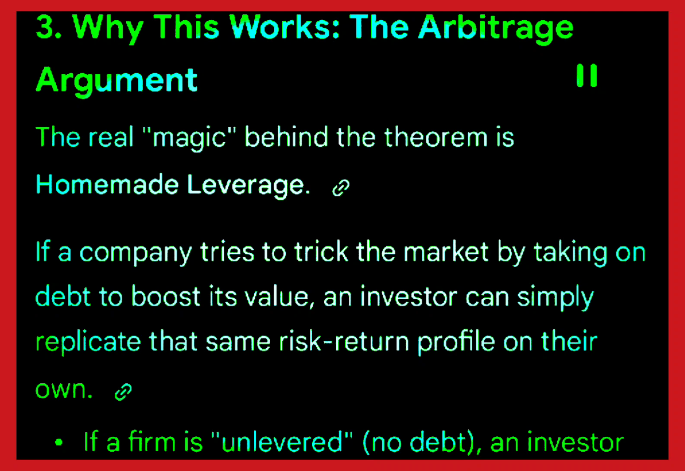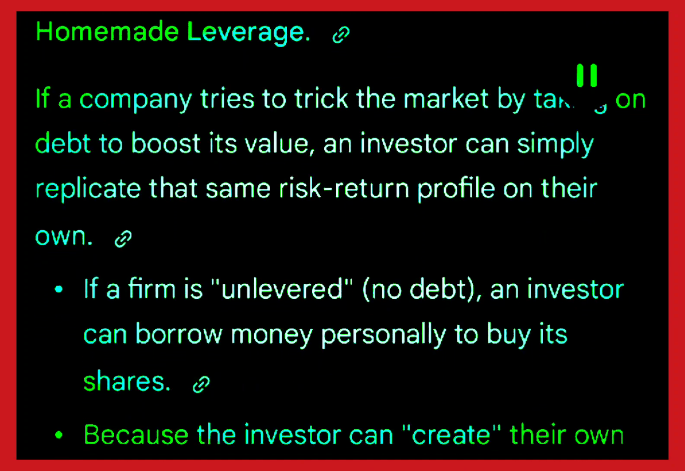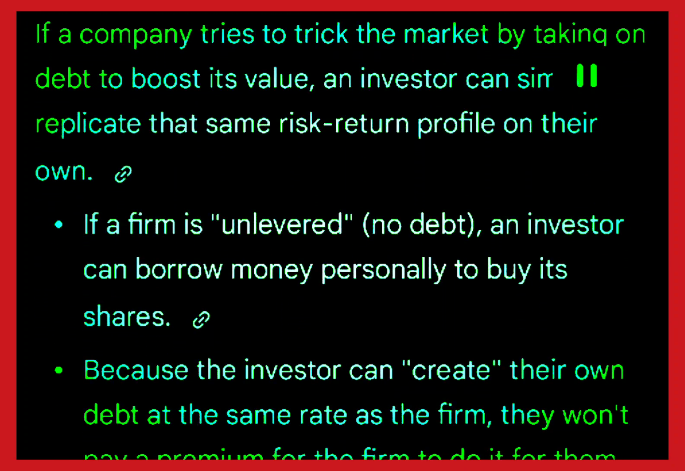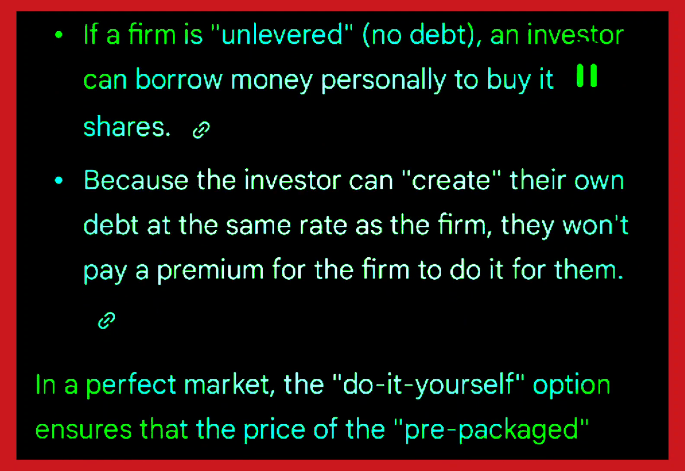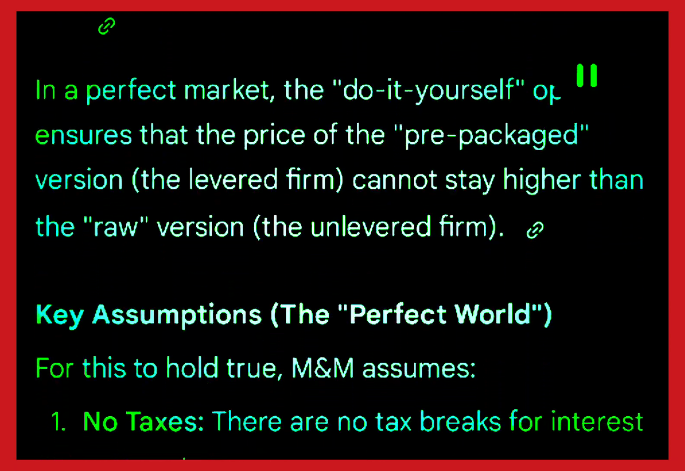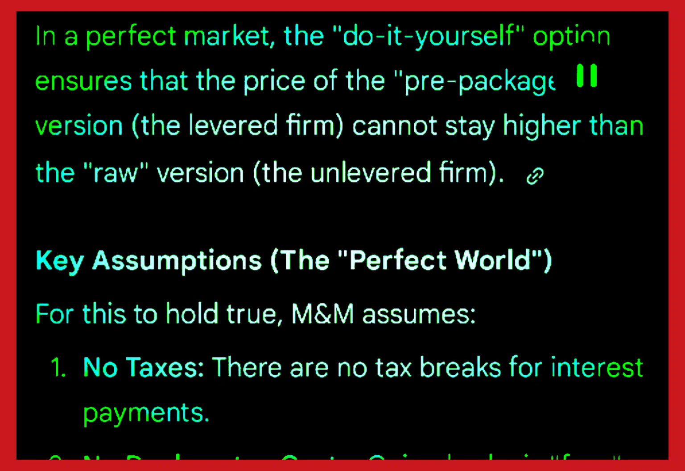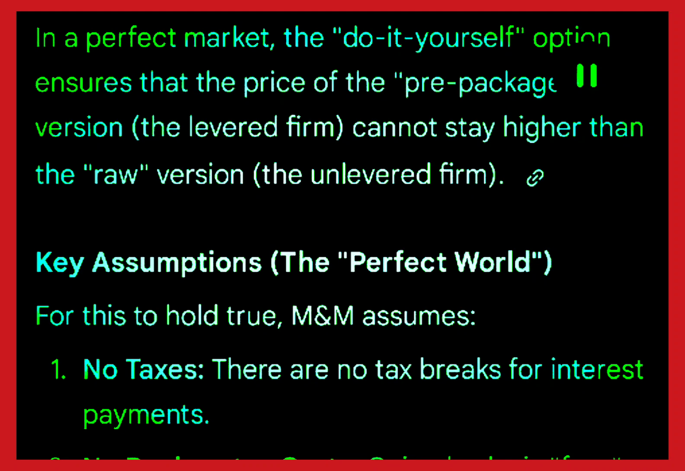The real magic behind the theorem is homemade leverage. If a company tries to trick the market by taking on debt to boost its value, an investor can simply replicate that same risk-return profile on their own. If a firm is unlevered (no debt), an investor can borrow money personally to buy its shares. Because the investor can create their own debt at the same rate as the firm, they won't pay a premium for the firm to do it for them. In a perfect market, the do-it-yourself option ensures that the price of the prepackaged version (the levered firm) cannot stay higher than the raw version (the unlevered firm).